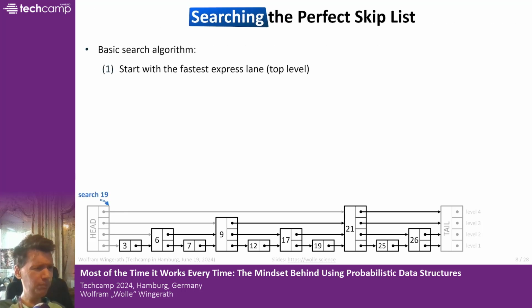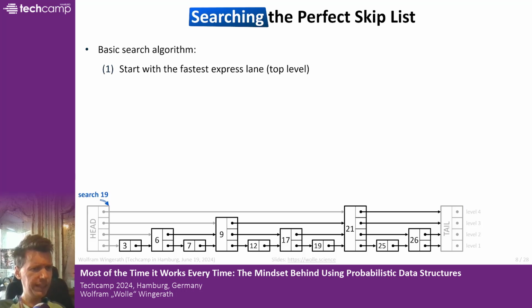Okay, now just imagine this is the list structure that we have. How do we find stuff? Imagine we want to find the 19, and I really hope that you can see the numbers there. What we do is we start at the top, so at the highest lane, which is the ultra express lane, because you see we actually only have a single node here, which is, like the predecessor is the head and the successor is the tail.